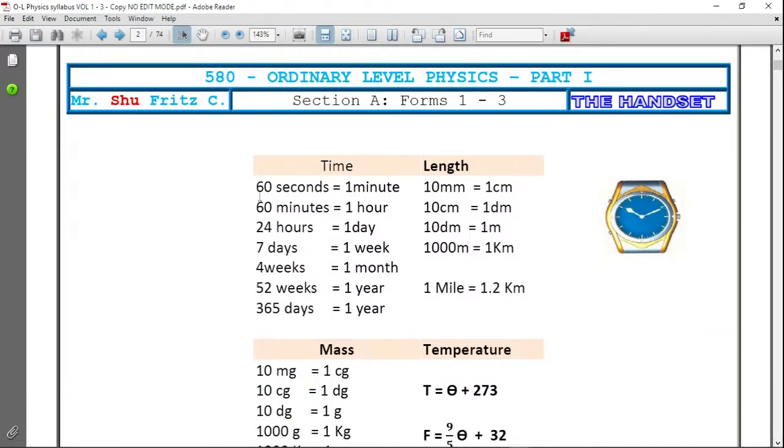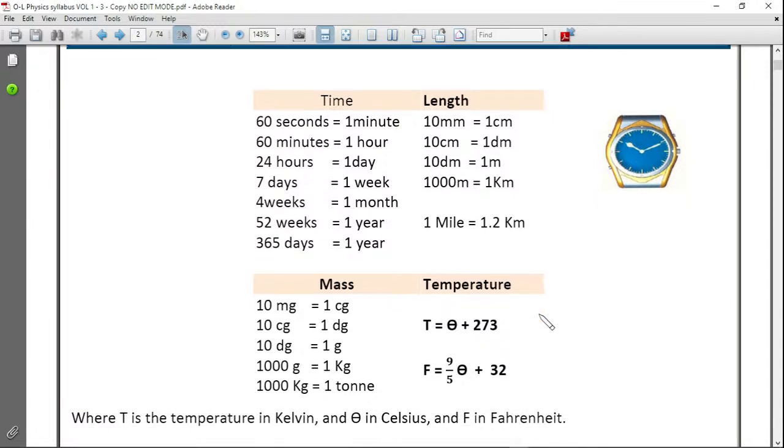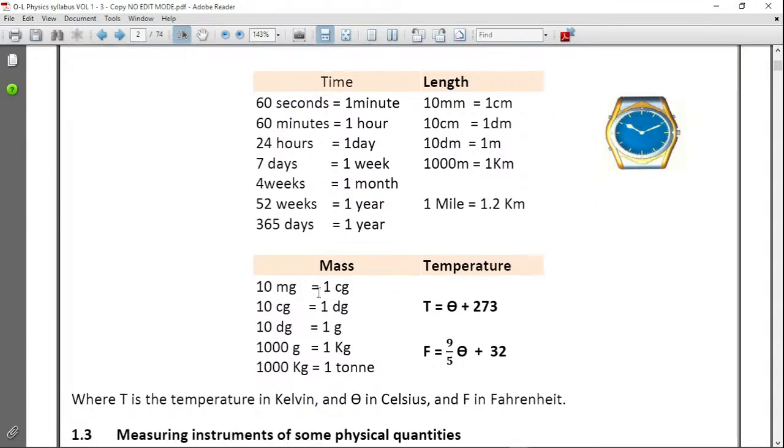Equally, we have conversions from seconds to minutes and all of this. You have to know that 52 weeks make 1 year, and 365 days make 1 year as well. One important conversion is from the kilometer to the mile. We know that 1 mile is equal to 1.6 kilometers. This one is very important. Then for mass, 10 milligrams make 1 centigram, 10 centigrams make 1 decigram, 10 decigrams make 1 gram, and 1000 grams make 1 kilogram. A ton is equal to 1000 kilograms, or 1 million grams.